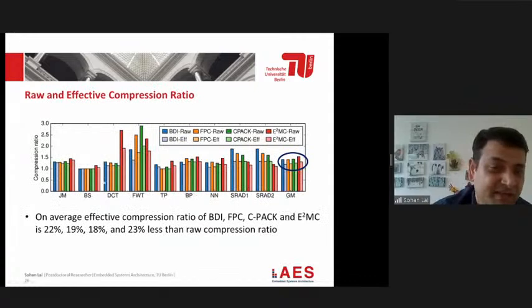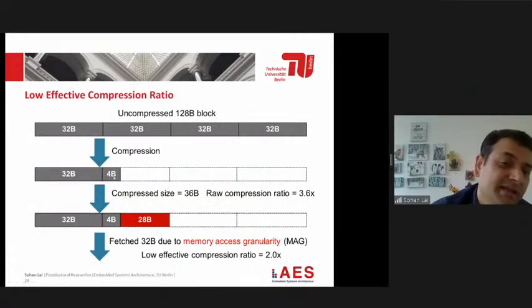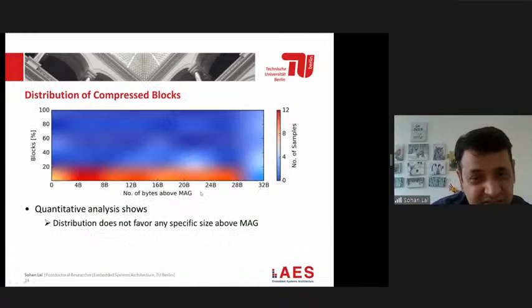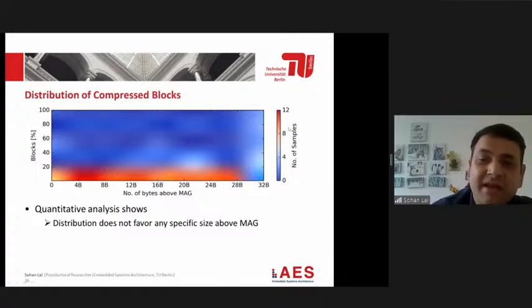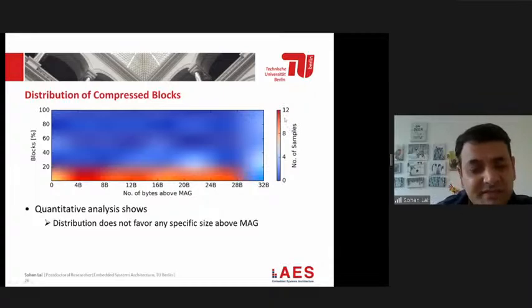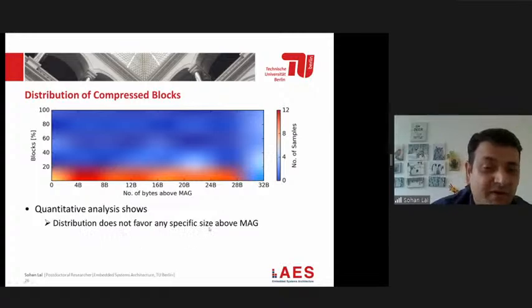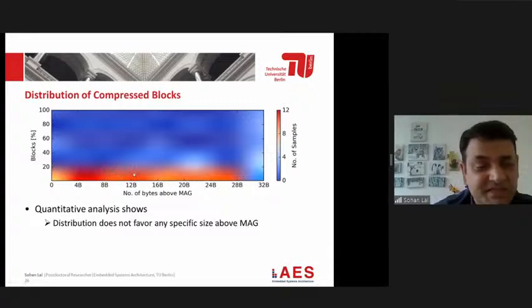If you see this example, when I said the compressed size is 36, it has 4 byte above the memory access granularity, right? So this axis shows how many bytes above memory access granularity. The left y-axis shows what percentage of blocks have 4 bytes, for example, above memory access granularity, and the color indicates the number of samples, or for simplicity, the number of benchmarks. The quantitative analysis shows that the distribution does not favor any specific size above memory access granularity. The distribution is quite uniform, which is expected.